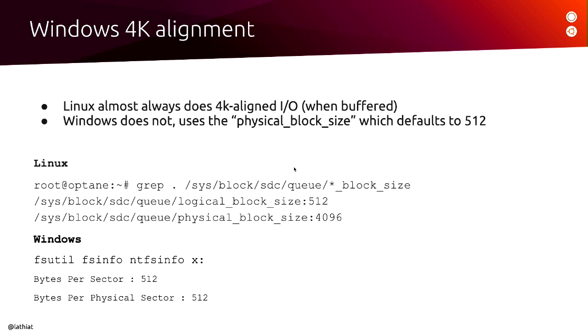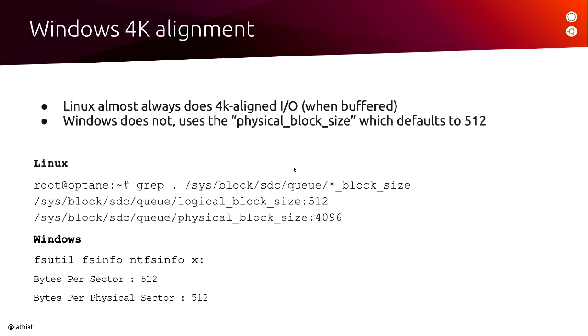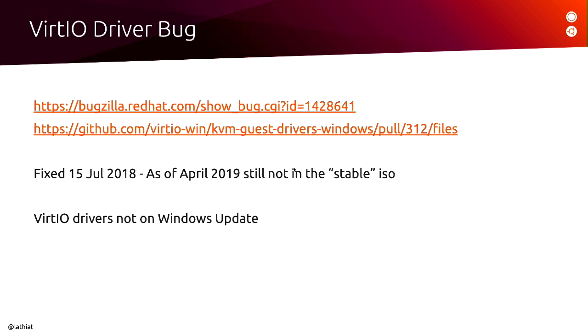And what we found was that if we booted a Linux VM and we checked the logical and physical block sizes, it came back correct. So it said 512 logical, like it always did, 4096 for the physical. But when we did this on Windows, it didn't work. It still reported a 512 byte block size. So something wasn't working. And it turns out that there was a bug in the VirtIO drivers, which technically had support for this flag, but it wasn't working properly. And that bug was only fixed in July 2018.